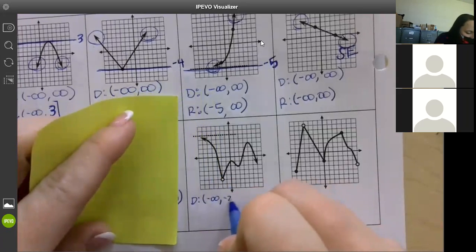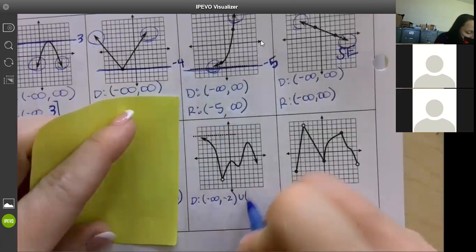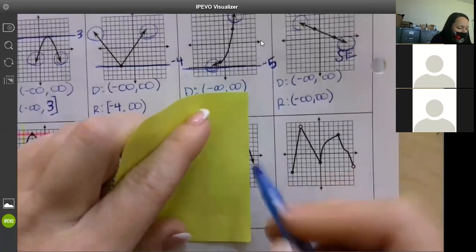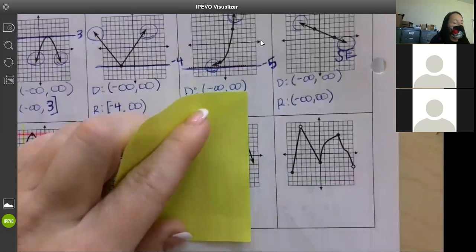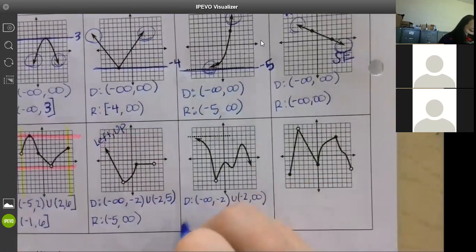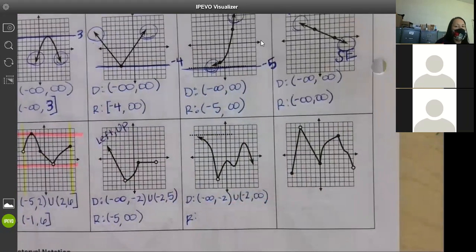As we keep moving, we have an inconsistency at -2, so it's open. We pick it back up because there's more graph. And when we get over here, what do we have? Another arrow that goes to infinity. Perfect. Just watch those arrows. All right. So your range. This is the one that'll throw you off. Are you ready? What is your lowest point?